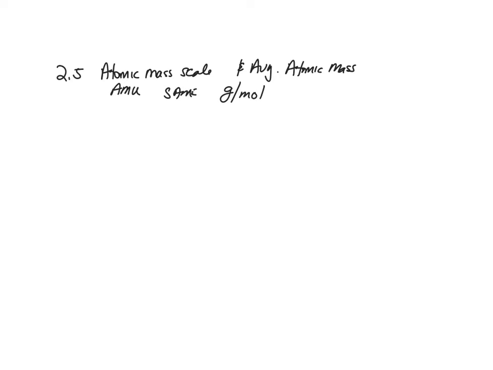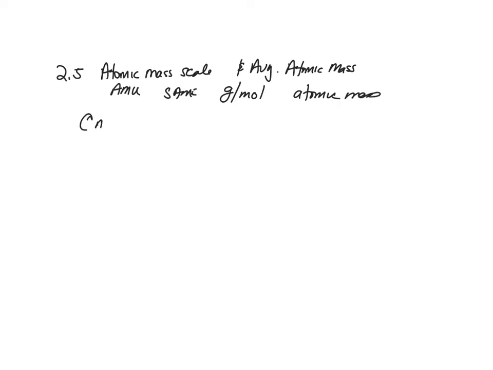2.5 is the atomic mass scale and average atomic mass. Now, this is AMU. I don't care for AMU. I know I should because of Gen Chem and all this stuff. We'll talk about it a little bit. But AMU is the same thing as grams per mole. Okay? And so this is your atomic mass.